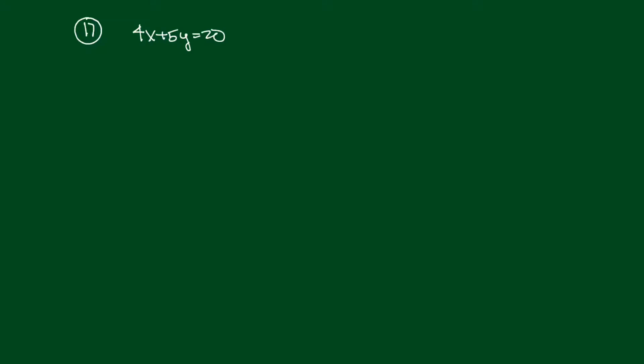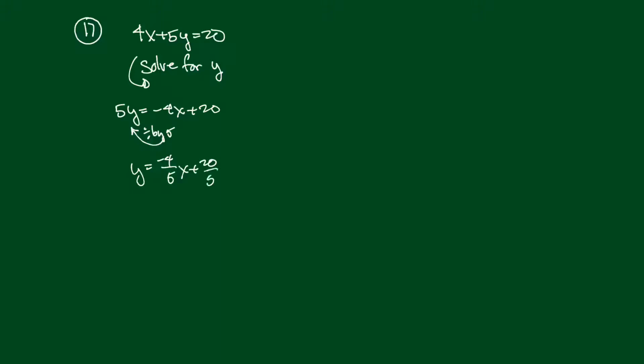We would like to find the slope and the y-intercept for this equation here, and then we would like to graph it. So let's start here by solving for y. To solve for y, why don't we subtract that x? So we're going to get 5y equals negative 4x plus 20. And now I'm going to divide by that 5. I'm going to divide every individual term by 5. So that will give us y equals negative 4 over 5x plus 20 over 5, but I can reduce that.